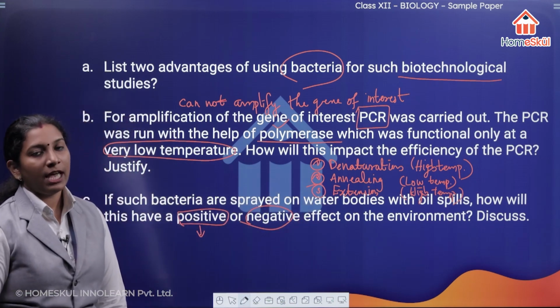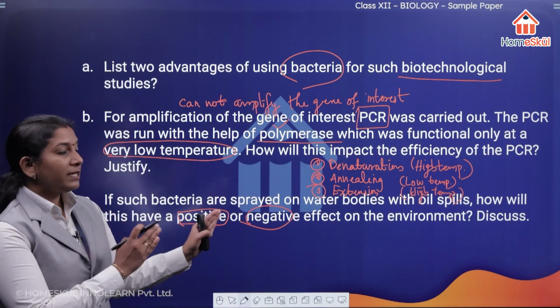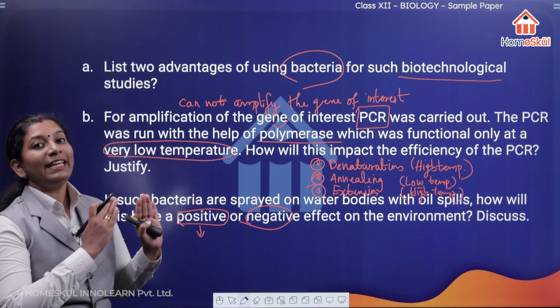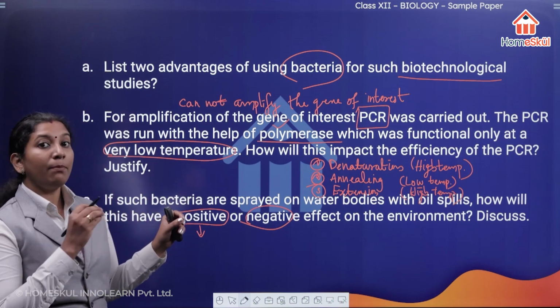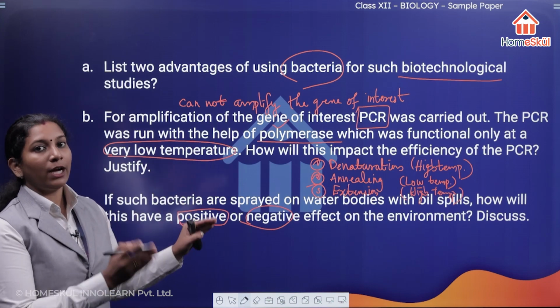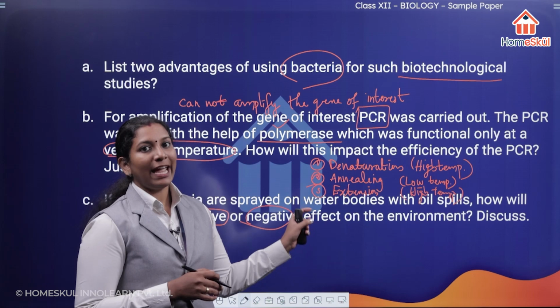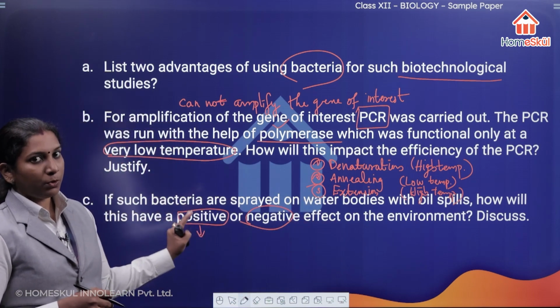What are the positive effects when we are using these bacteria? The oil spills will get treated and the environment will become safer and cleaner too. The water is more potable for the aquatic forms that are present in the water body. So that is the positive impact.